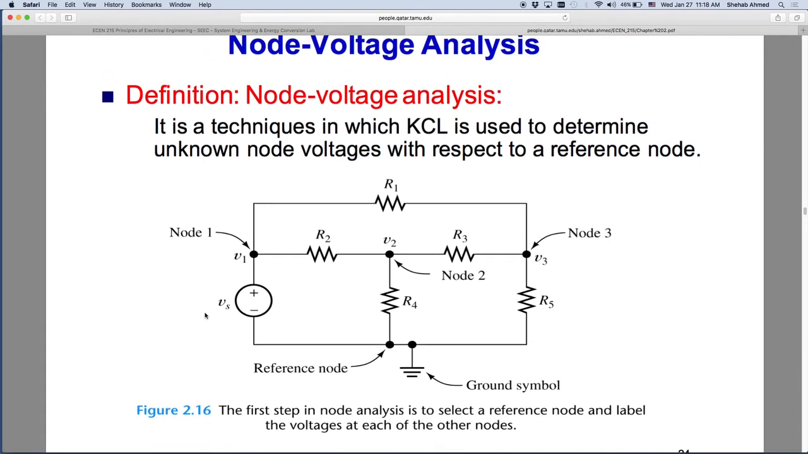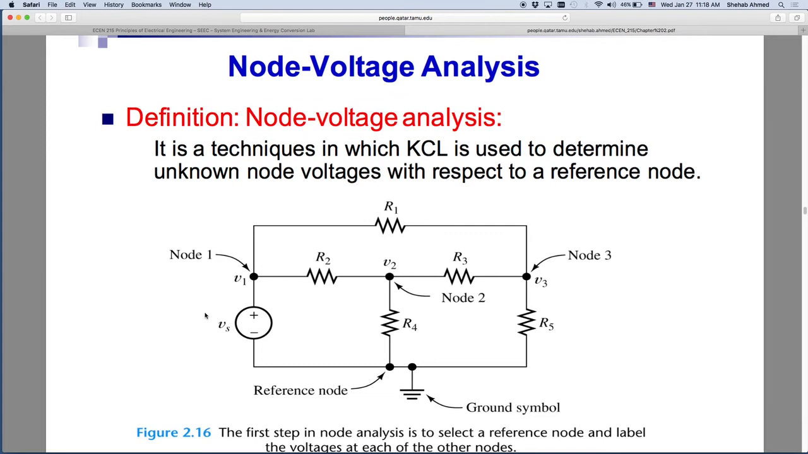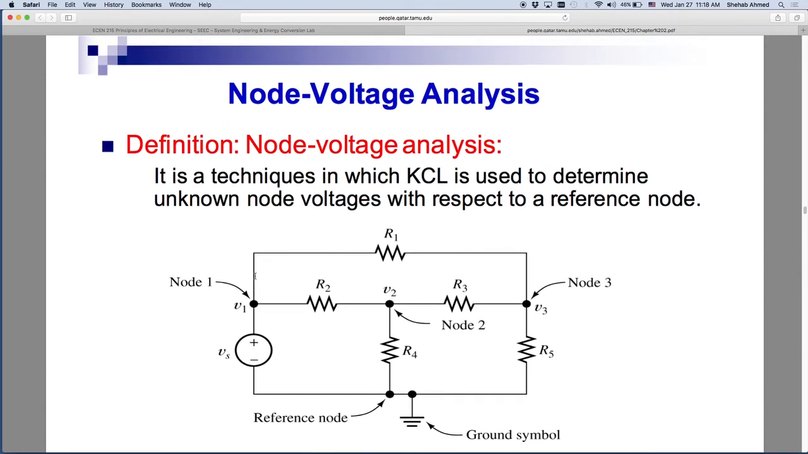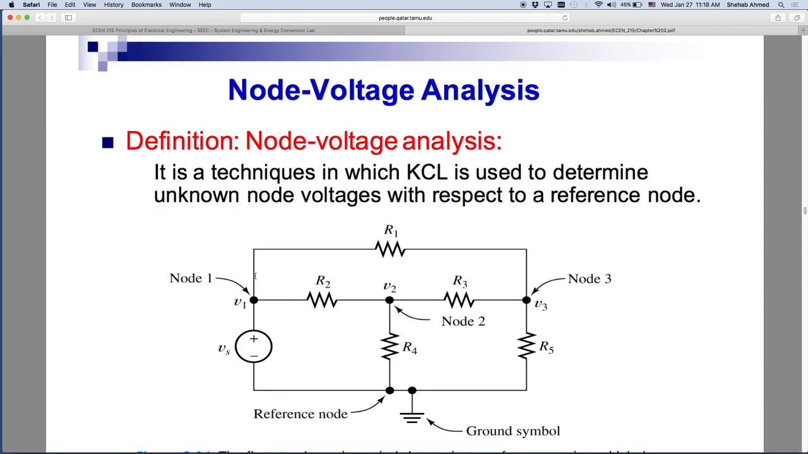So what does this tool do or mean? It's a technique in which we use Kirchhoff current law, so nothing new. You will only use Kirchhoff current law and Ohm's law and Kirchhoff voltage law. Really that's all we will be using. And we will use that to look at current at a node and relate the current at the node to the different voltages around the circuit. So what does that mean in English?